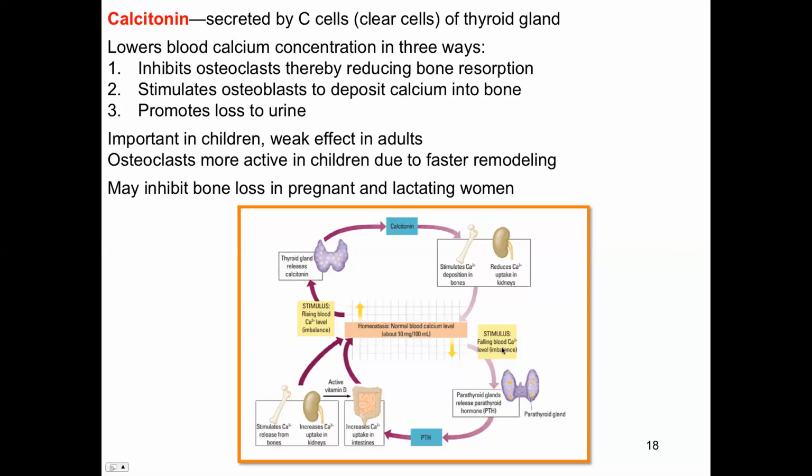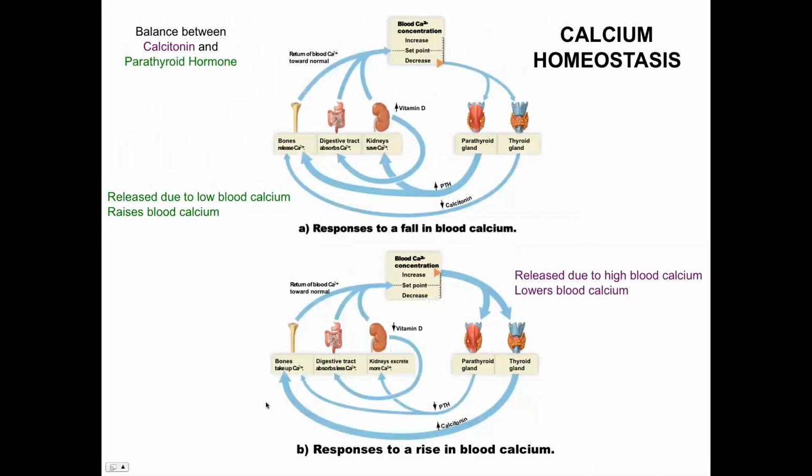And then on the other side, you've got falling blood calcium levels, and parathyroid hormone is going to go crazy, right? And it's going to increase calcium uptake by the intestines by stimulating the production of active vitamin D. And then on the other side, you're going to increase calcium uptake by the kidney and then stimulate calcium release from the bones because of the increased activity of the now more numerous osteoclasts. All right, so they're working to balance each other.